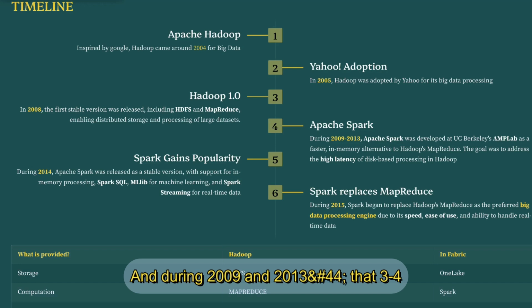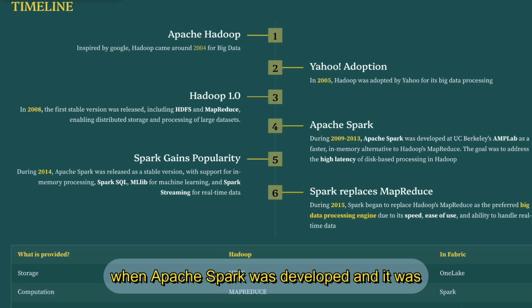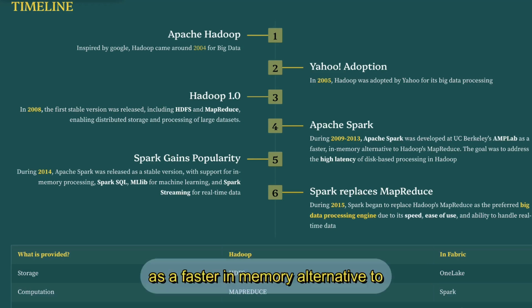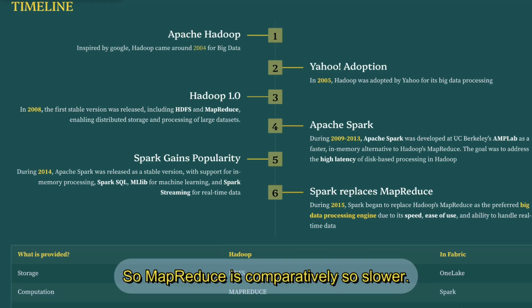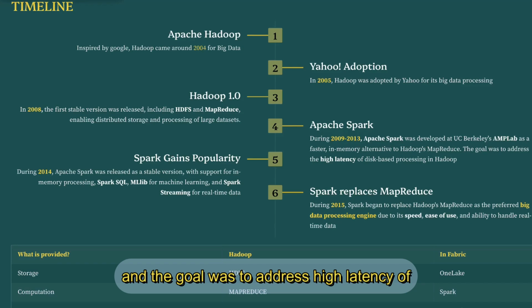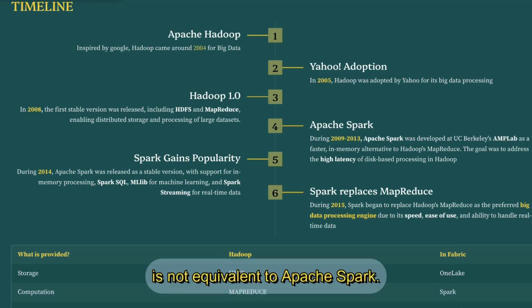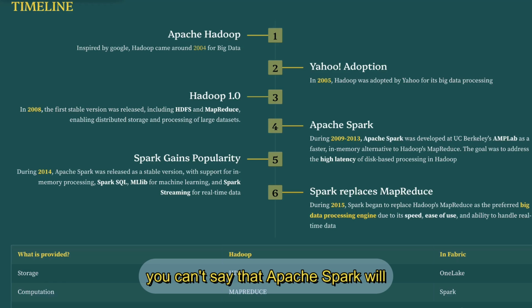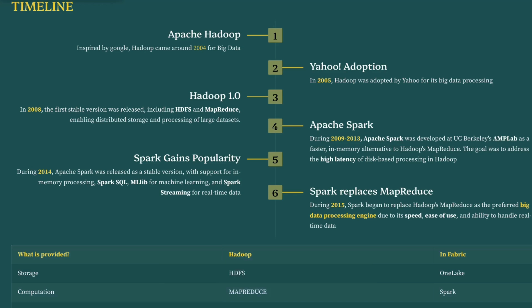During 2009 to 2013, those 3-4 years, that was the time when Apache Spark was developed at UC Berkeley's AMP lab, as a faster in-memory alternative to Hadoop's MapReduce. MapReduce is comparatively slower, so that's why Apache Spark replaced it in terms of speed, and the goal was to address the high latency of disk-based processing in Hadoop. Right, so Apache Hadoop is not equivalent to Apache Spark. You can't say that Apache Spark will replace Hadoop. You can say that Apache Spark will replace MapReduce, right?